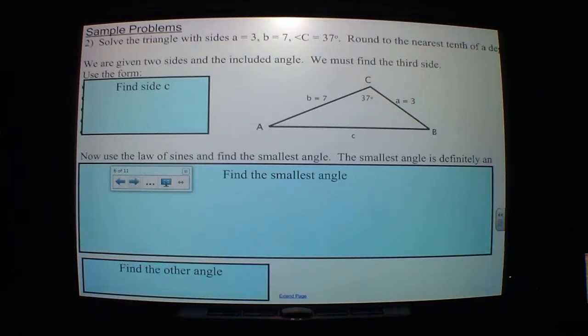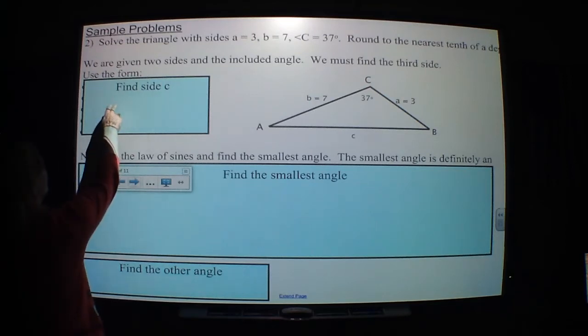Next one. Solve a triangle. This is a side angle side triangle. Round to the nearest tenth of a degree. So let's first find a third side, because we can't use law of sines since we'd have 2 unknowns. You could try it, but you'd see you'd have 2 unknowns no matter what. So let's find side C.